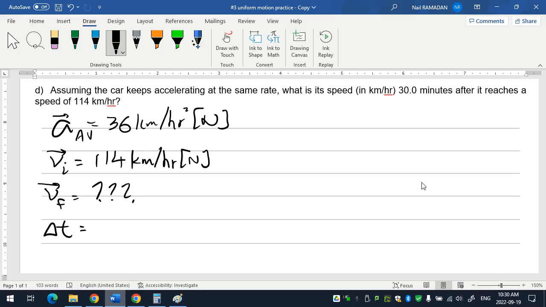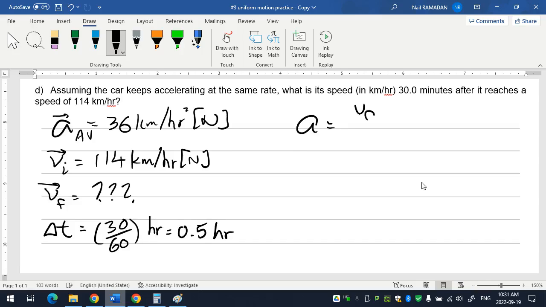30 minutes. But I need it in what? Hours. So 30 divided by 60 in hours, which is exactly what? 1 over 2, which is exactly how much in a decimal? 0.5, which is a perfect decimal, so we can just use the decimal. 0.5 of an hour. Okay, now let's use the equation.